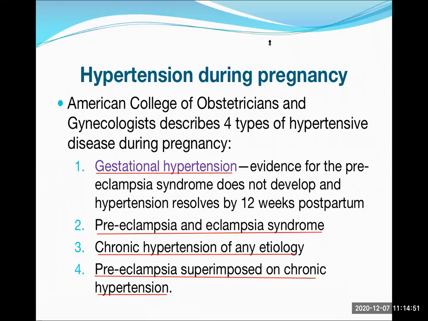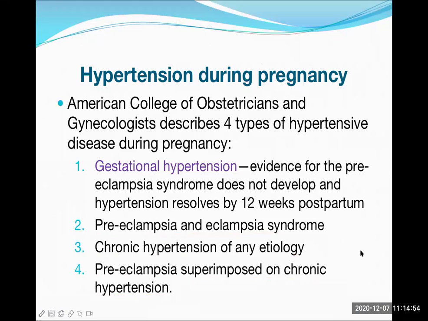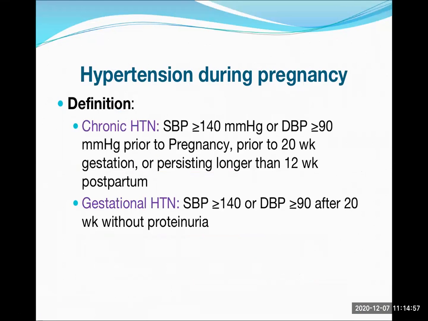Let's move on. Now, look at the definition here. Chronic hypertension is a systolic blood pressure more than 140 millimeters of mercury, or diastolic blood pressure more than or equal to 90 millimeters of mercury, prior to pregnancy, prior to 20 weeks of gestation, or persisting longer than 12 weeks postpartum. Just remember one term here. The lady was hypertensive from before she became pregnant, and the same process continued during pregnancy and even after the delivery of the baby. This is called chronic hypertension.